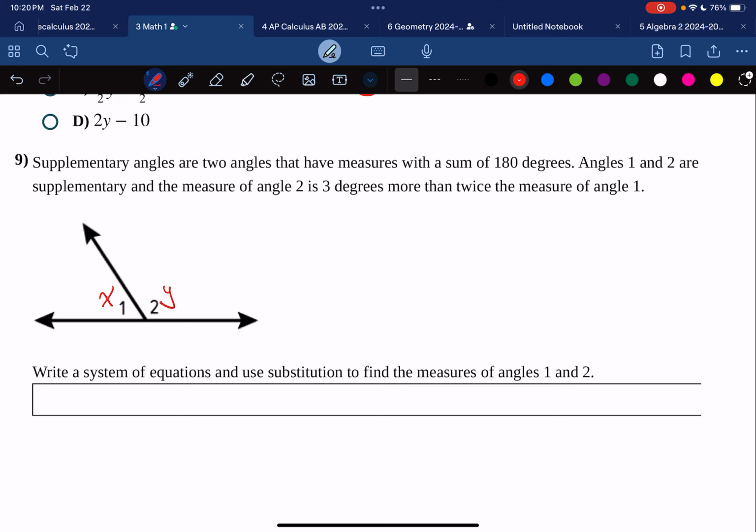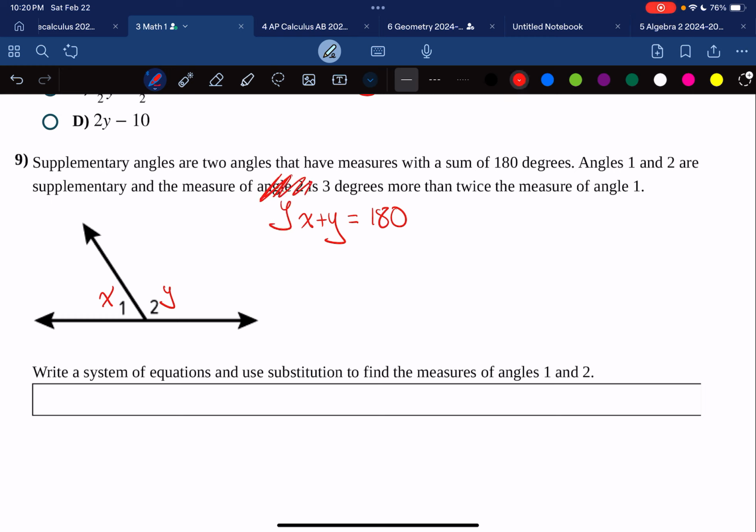If it says that they sum to 180 degrees, that means they add up to 180. That means x and y add up to 180. My first equation is x plus y is equal to 180. A lot of people got here, and the next step was probably the harder one. It says that the measure of angle 2 is, and angle 2 I'm calling y.